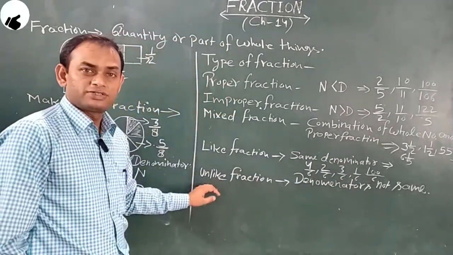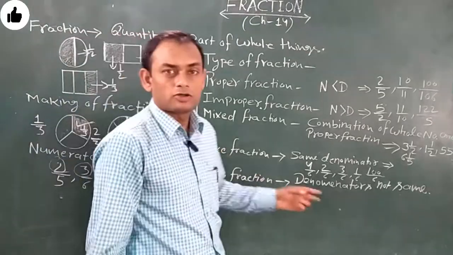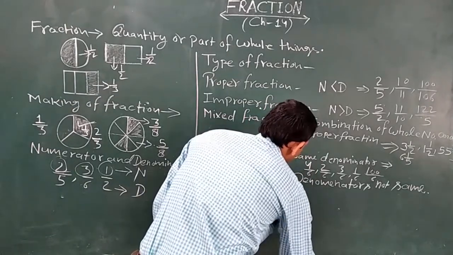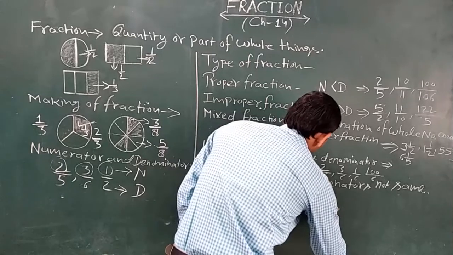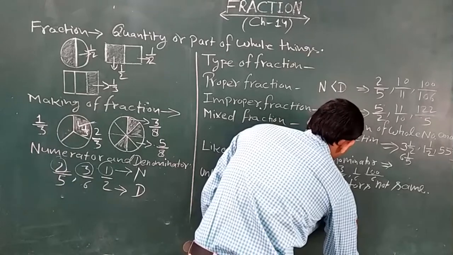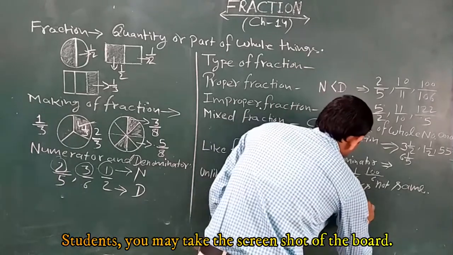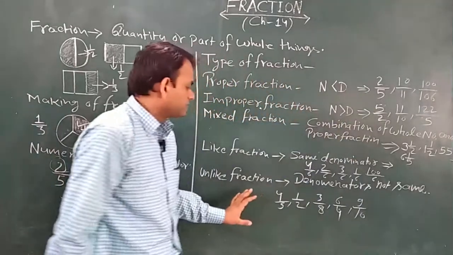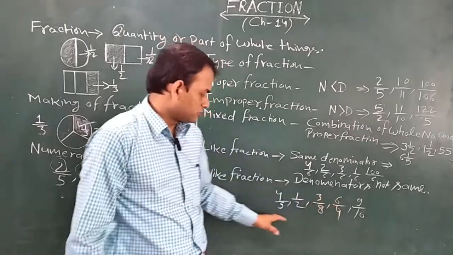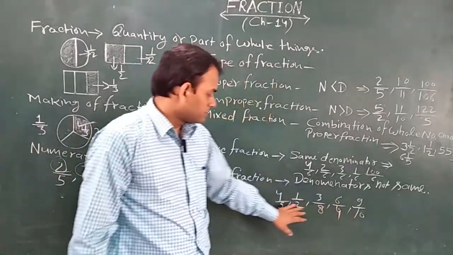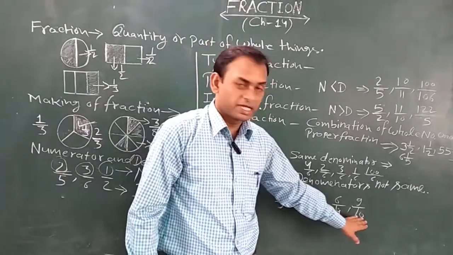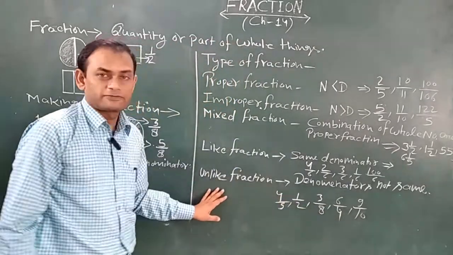Now unlike fractions. It is just the opposite of like fractions, in which the denominators are not the same. Like 4 upon 5, 1 upon 2, 3 upon 8, 6 upon 4, 9 upon 10. These all are unlike fractions together. You can see here in all the fractions the denominators are not the same. Here 5, here 2 and 8, 4, 10 all are different. So these are called unlike fractions.